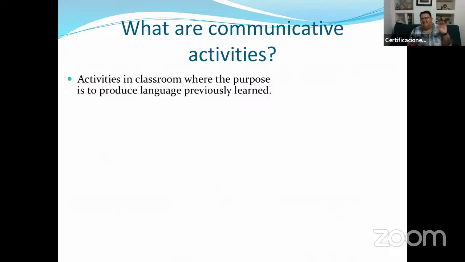The communicative activities or the conversation tasks are to practice. Let me repeat. Practice. No learning, no new vocabulary, no new words, no new grammar. It's to practice the language previously learned. Why is this important, Salim? You may say, "ah, pues sí, teacher, obviously." So why is it important, Salim?